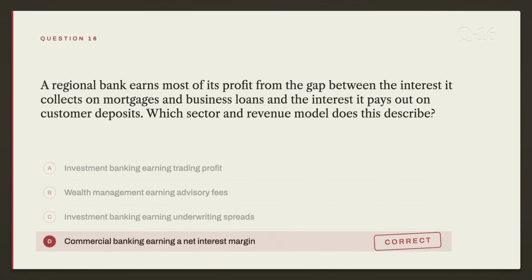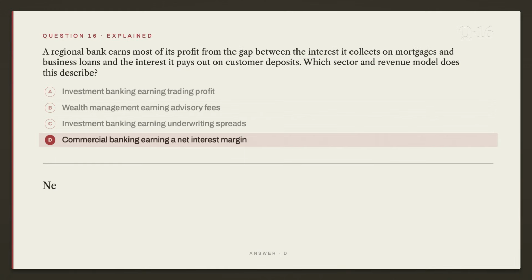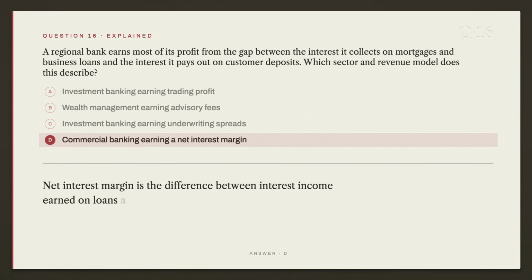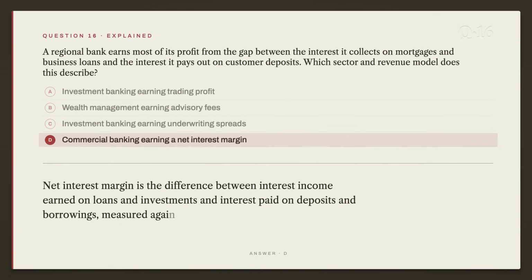The correct answer is D. Commercial banking earning a net interest margin. D is correct because net interest margin is the difference between interest income earned on loans and investments and interest paid on deposits and borrowings, measured against earning assets. It is the core profit engine of commercial banking, the sector that takes deposits and lends them out. The scenario describes that spread exactly.